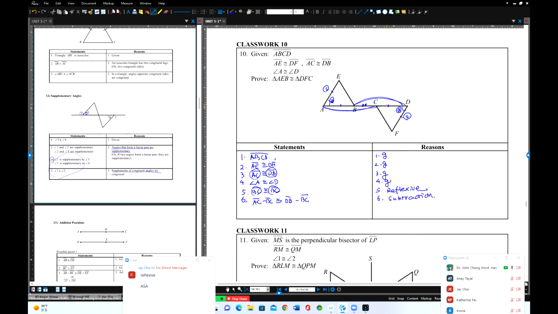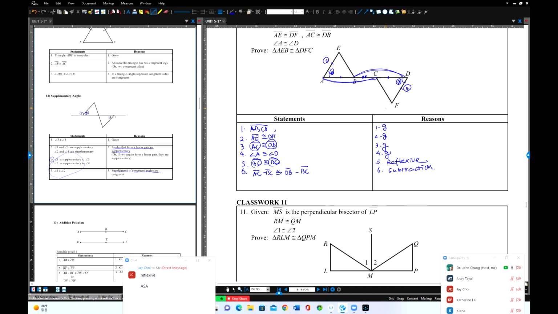From here you can make a conclusion too. AC minus BC is what? AB, isn't it? AC minus BC is AB. AB minus BC is what? AB, isn't it? And DB minus BC is what? CD, right? This is 1, 2, 3, 4, 5, 6. Okay, it's the same over here, right? Subtraction. Okay, so AB minus BC.